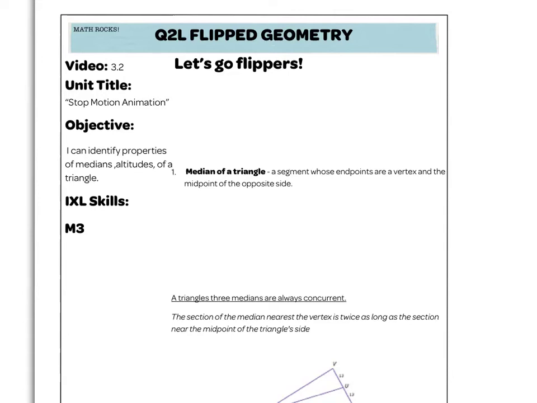The unit title is stop motion animation, and the objective is I can identify properties of medians and altitudes of a triangle. And your IXL skill is M3. All right, let's go, flippers.